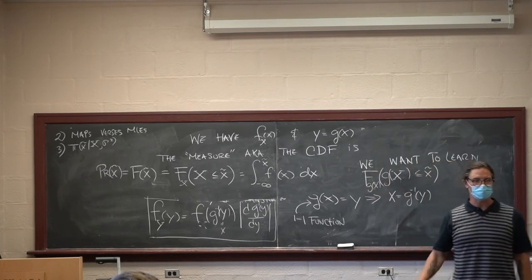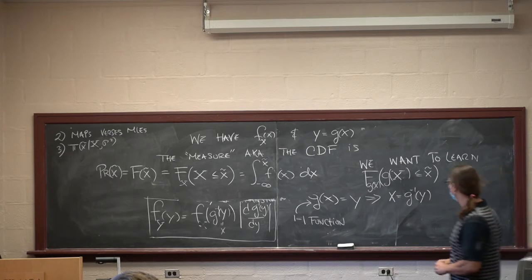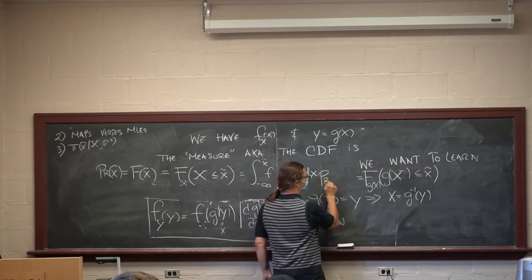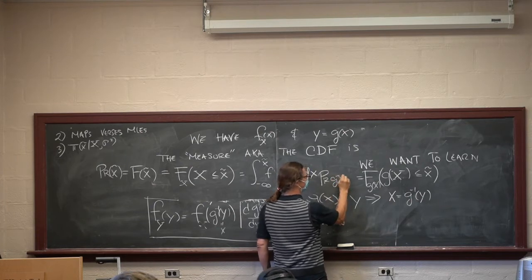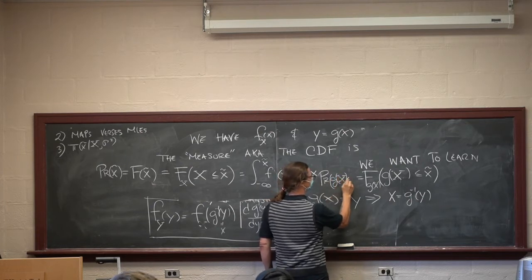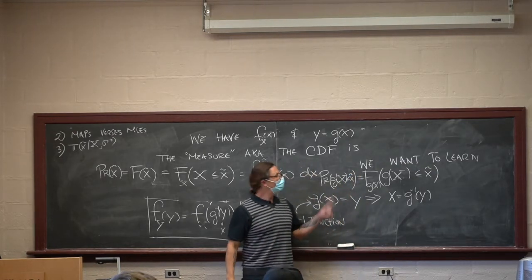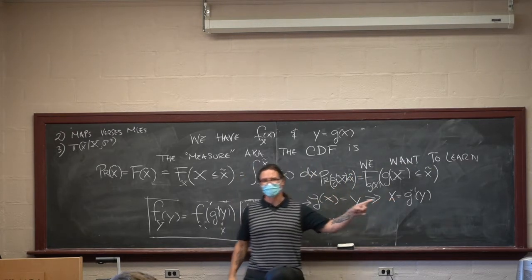Okay, I understand. We've got all kinds of notations. So this is a probability, and you could write this out if you'd like: P of G of capital X is less than or equal to x tilde. Does that make you happy? Yes, awesome. Okay, cool. So that's what I mean.